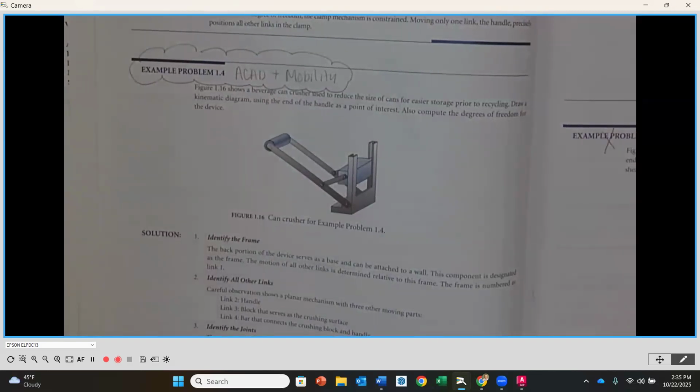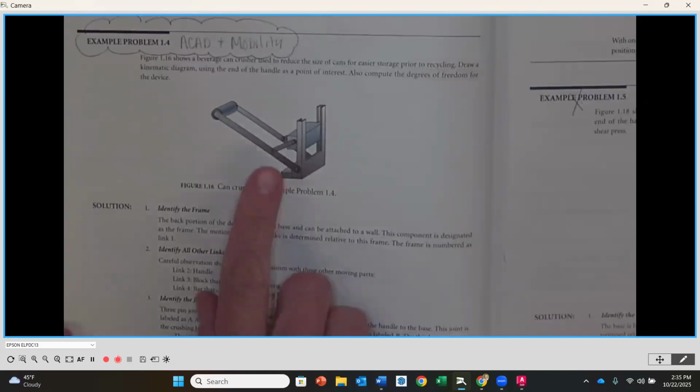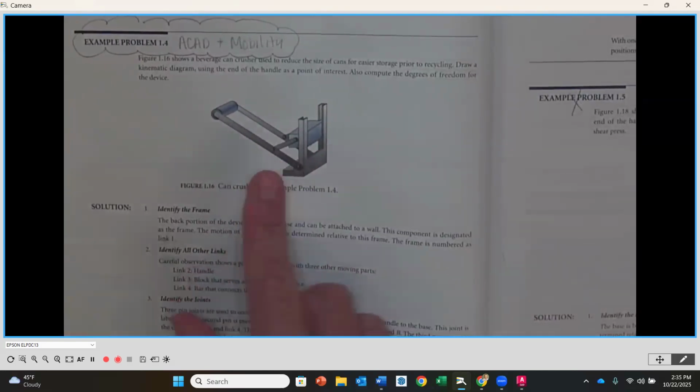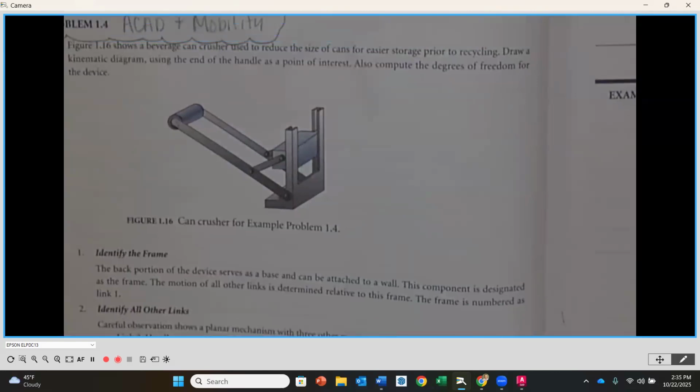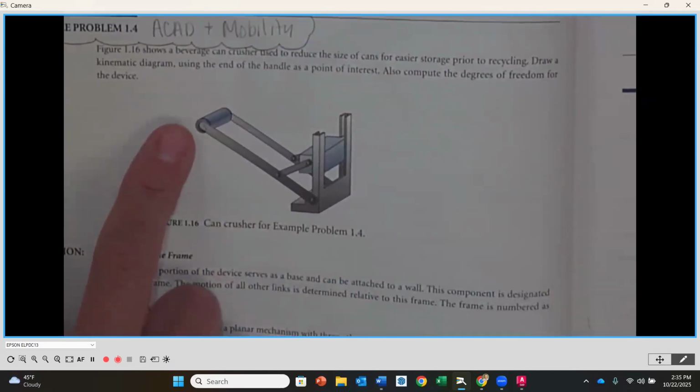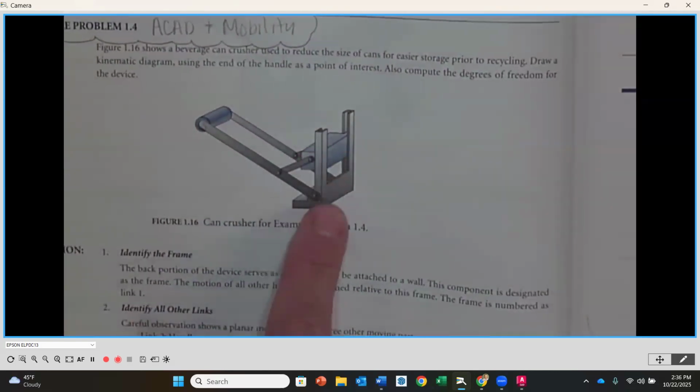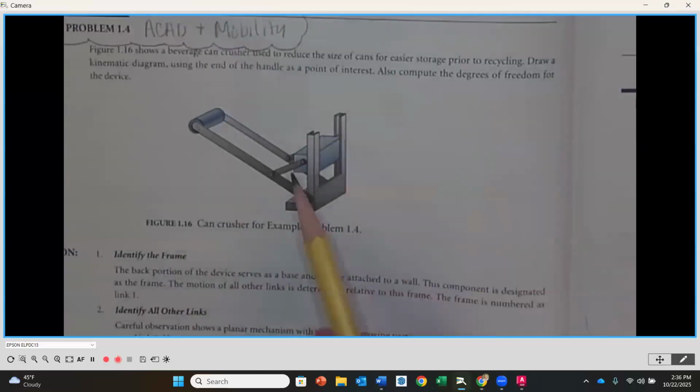Here we're going to do an AutoCAD diagram and again, a mobility equation. Now this is for a can crusher, okay? So the mechanism that we see here is you'll notice that there's a handle out front. It's connected to what would be the frame, which is this part right here.